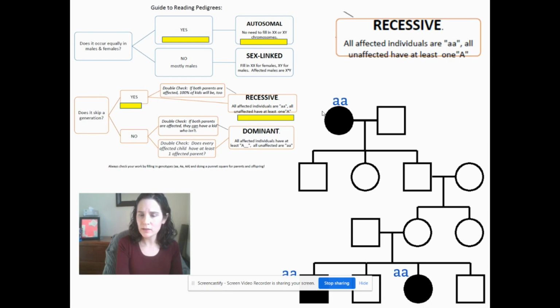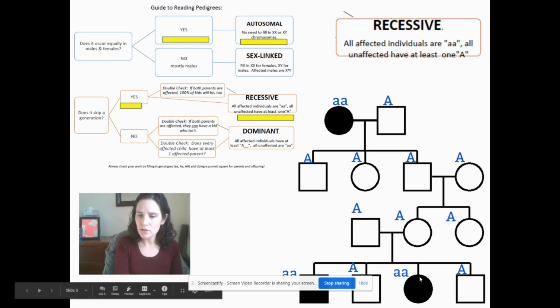Here, I'm going to write in what it said. All of those affected individuals are little a, little a. Everybody who's unaffected, we know, has to have at least 1 copy of big A, just like so. But how do I know what that second letter is? Well, my tip is start at the bottom and then work your way up. Try and track that backwards.